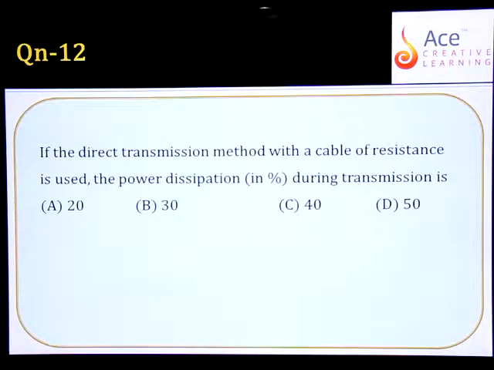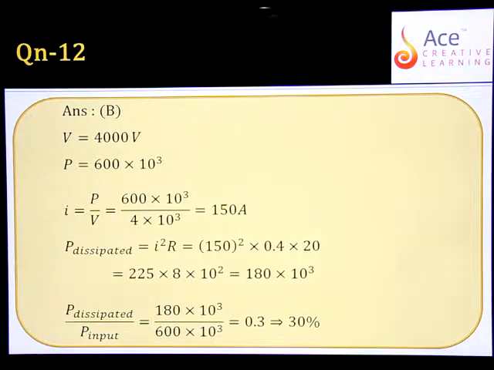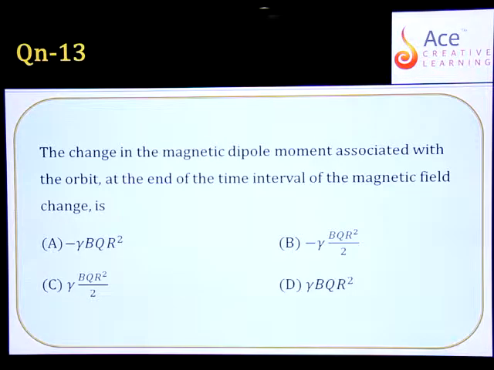So the next question is based on the direct transmission method. For that, the correct option turns out to be B. Voltage is 4000 volts, power is 600 into 10 to the power 3 watt. So the current turns out to be 150 amperes. So the power dissipated is I square R, which turns out to be 180 kilowatt. The input is 600 kilowatt. So when you take the ratio, you get 0.3, which turns out to be 30%. It's again an easy question.